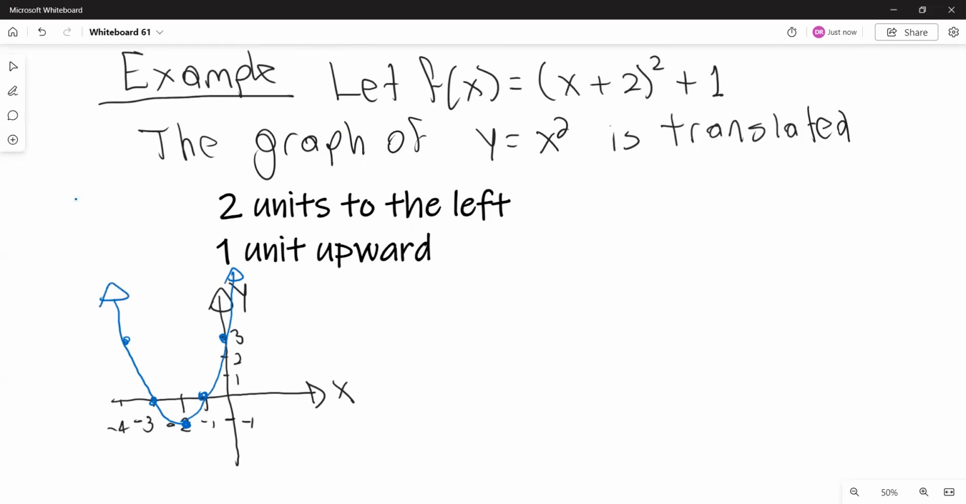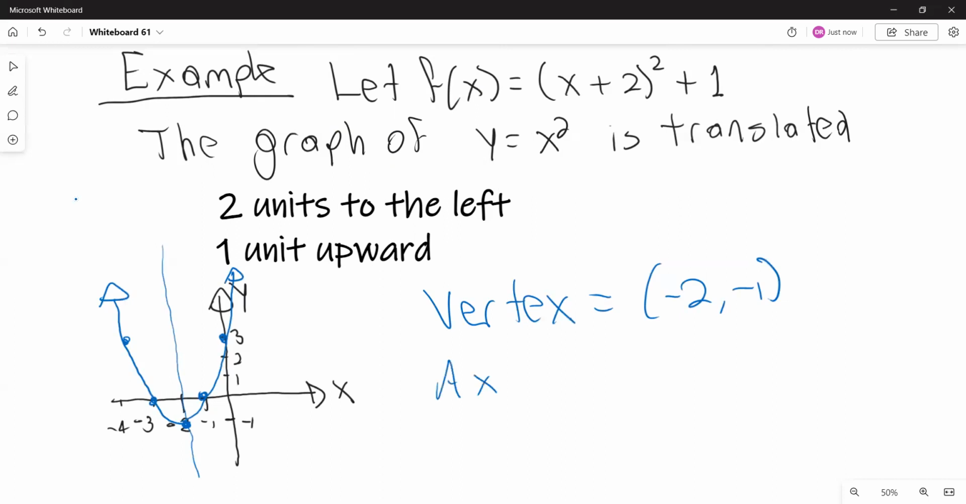Okay, so the vertex of the parabola is at (-2, 1), and the axis is the line passing through the vertex. So the axis is x equals -2. So the axis will be given by the x coordinate of the vertex. Let's do another example.